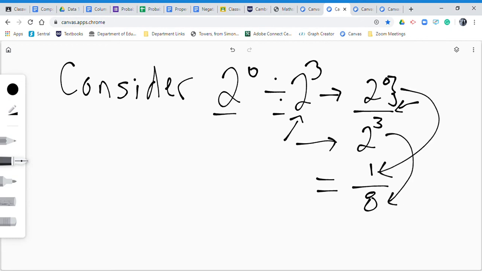So that's another way we can prove this for any negative integer, because from your rules the other day, the indices law says that when we divide, we subtract, and then that would be 2 to the negative 3 equals 1 over 8. I hope that makes sense. So we can now look at this as an overall pattern, and we can apply this.